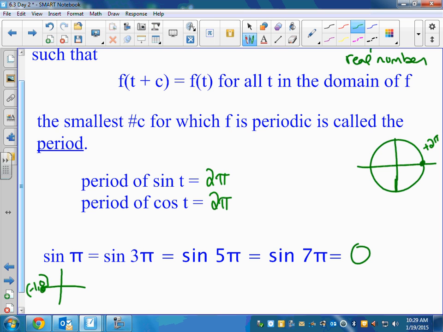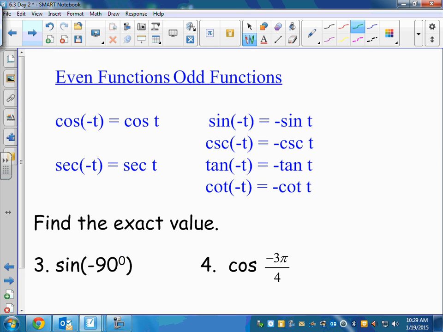Okay, the other thing that I want to talk about is even and odd functions. We talked about even and odd functions last semester in terms of algebraic functions. An even function is a function like x squared, symmetric with the y-axis. It's the same on both sides. An odd function is like x cubed, where it's the opposite. It's symmetric with the origin. Well, trig functions are also either even or odd. And if you know them, it makes things really easier to evaluate, so you don't have to think about it so much.